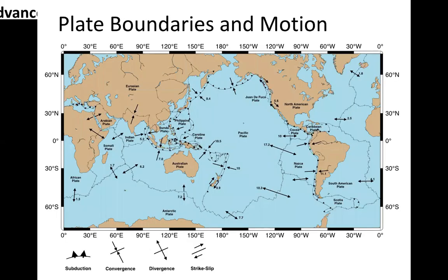So a quick review. Earth's lithosphere is divided into rigid plates, which can move independently of each other via plate tectonics. The boundaries in between these plates can either be divergent, where plates are pulling apart, convergent, where plates are moving together, and transform, where plates move laterally past each other.